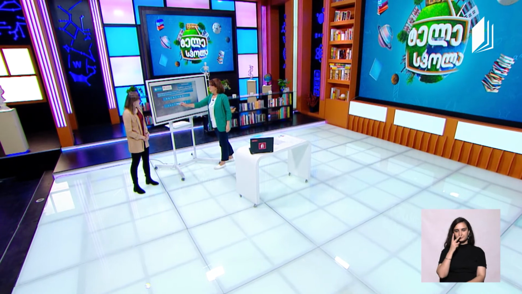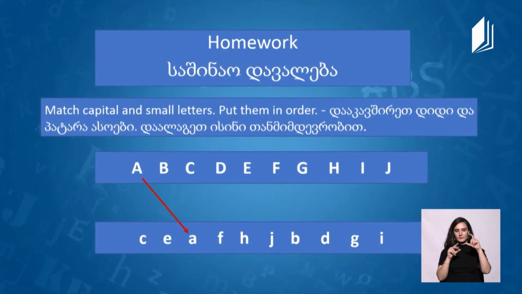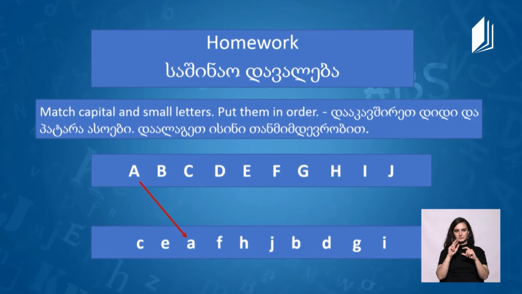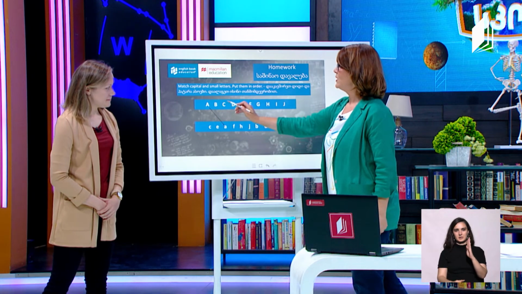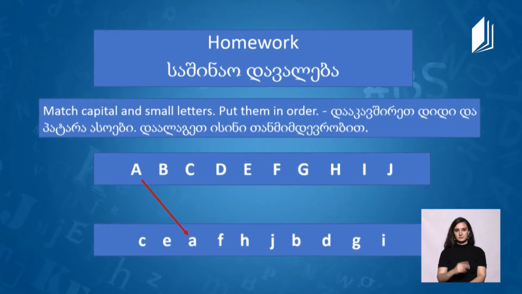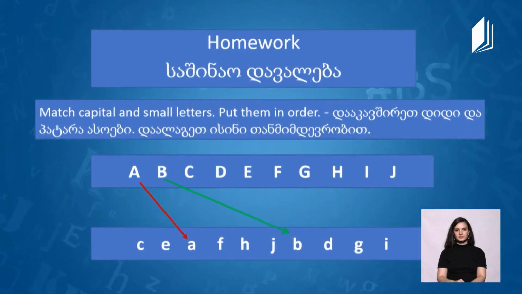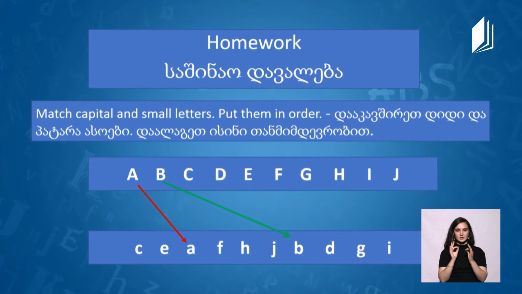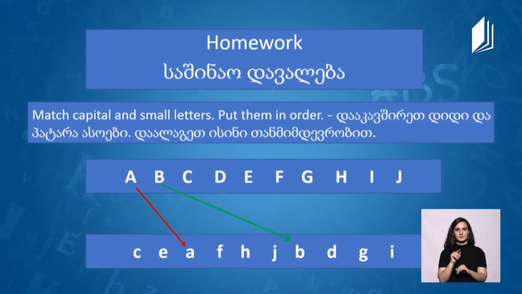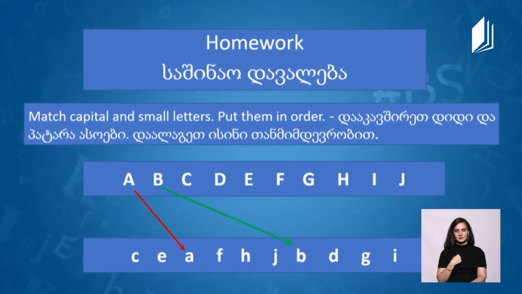Capital letter plus small letter. You can see the example capital A and small a. And what about B? Where is small B? Look at the board. Here it is. Yes, you're right. And we match in this way. Capital B and small b.